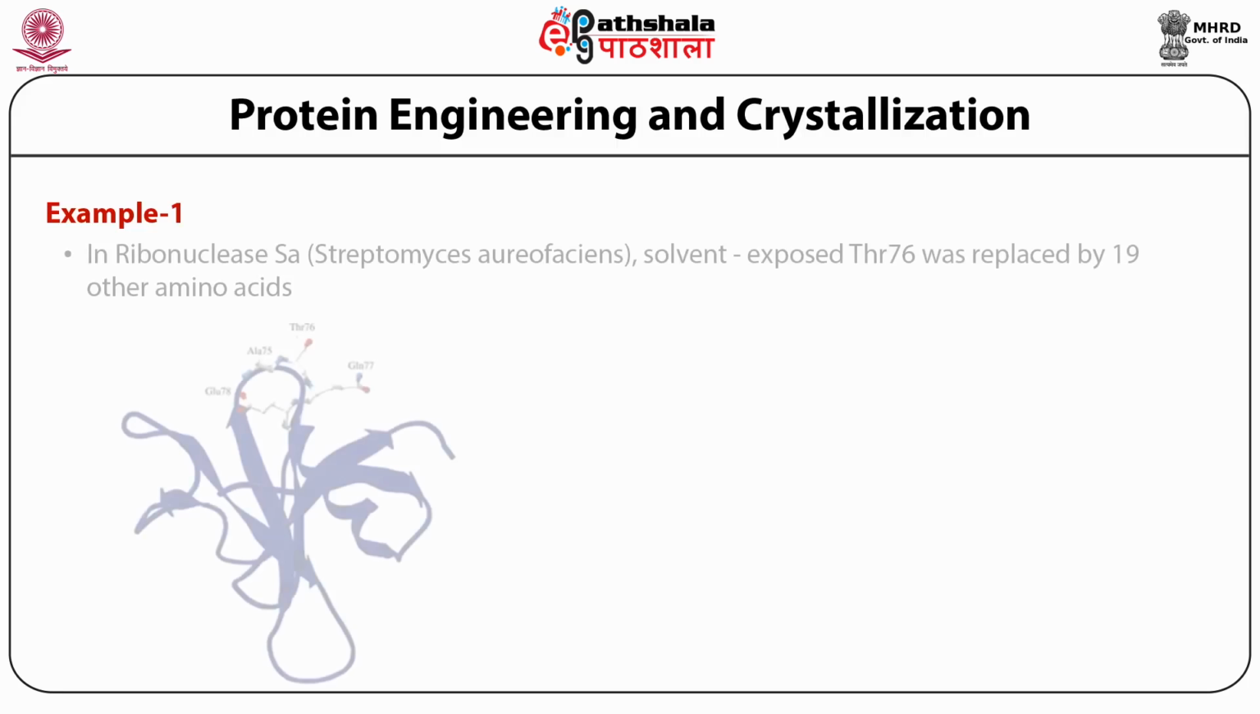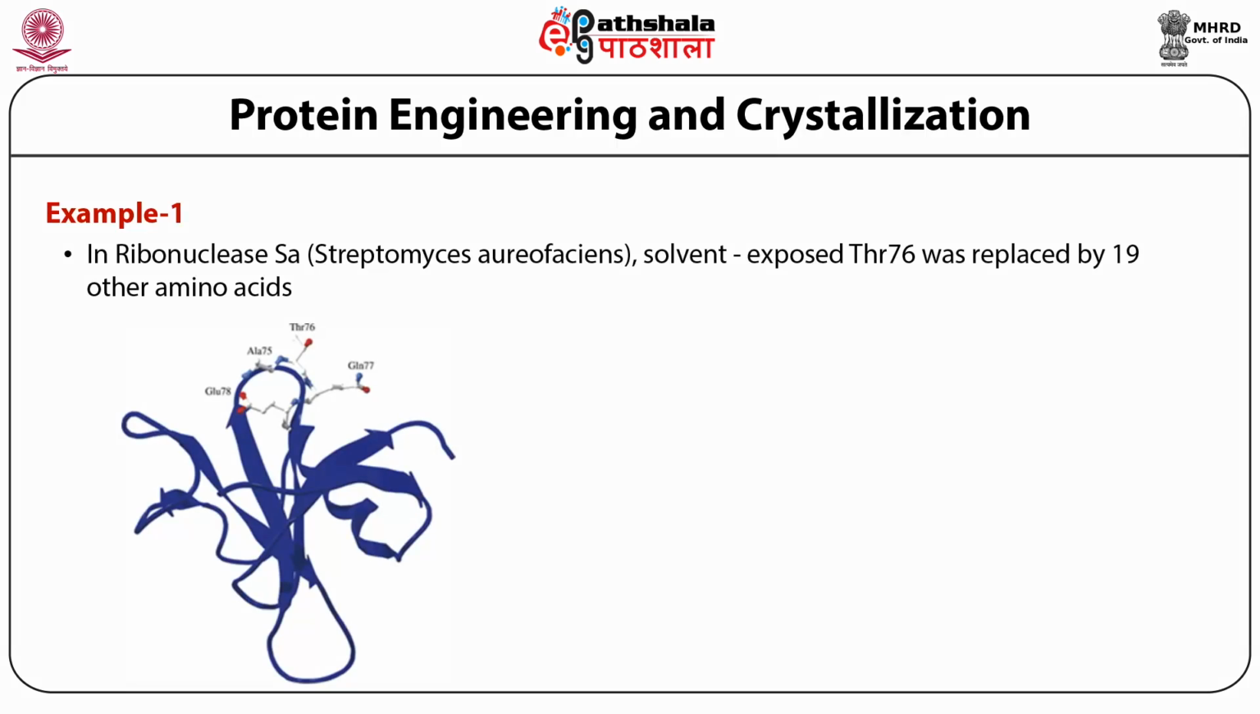Here there is an example. In the case of ribonuclease, the ribonuclease is from Streptomyces aureofaciens. Here is a beautiful work that has been presented. In this particular protein, random mutations have been carried out. But when I say random, the 76th position of the protein, originally Thr, is replaced by all possible amino acids. Now all the 19 other amino acids have been mutated one by one, and the solubility alone has been checked for each individual mutant.